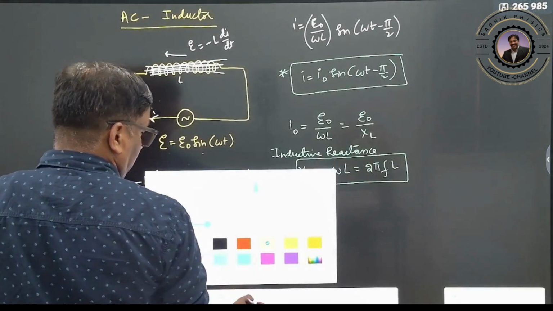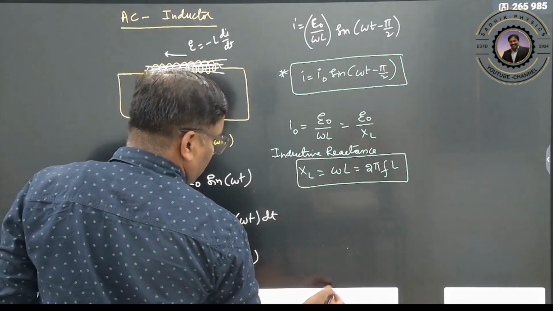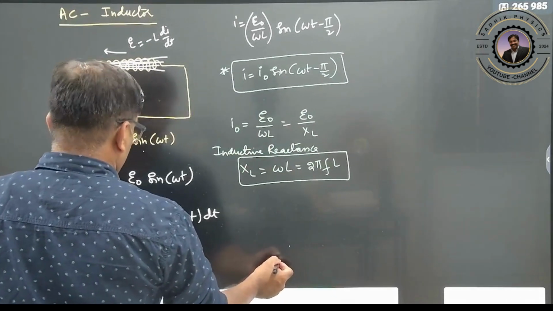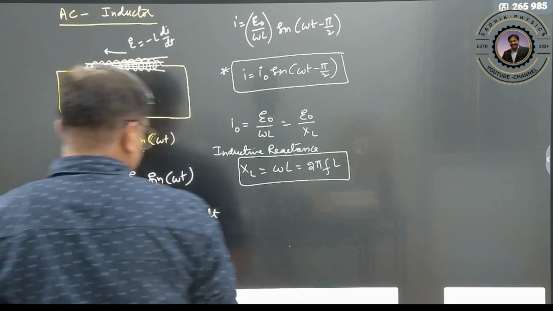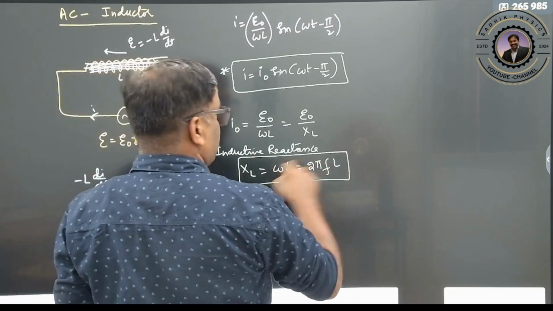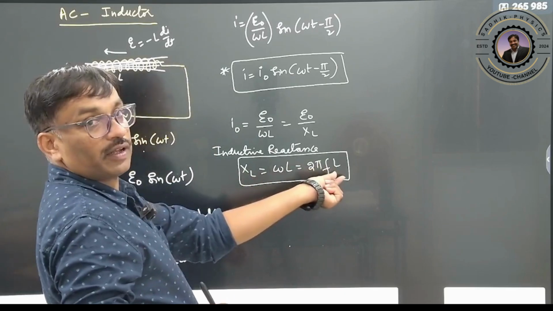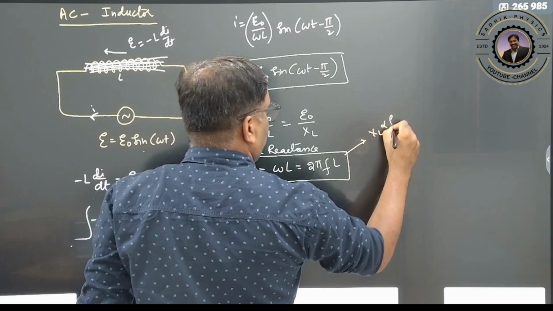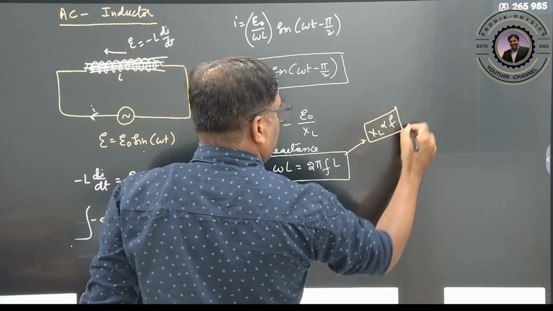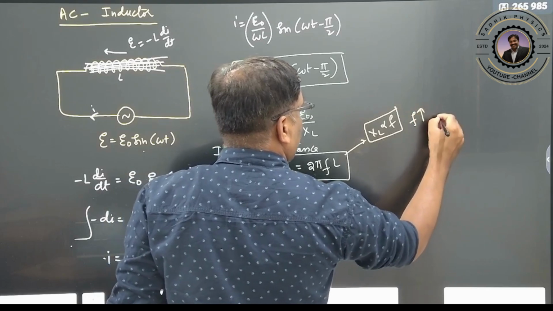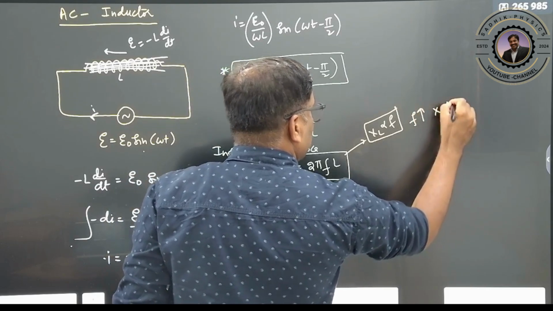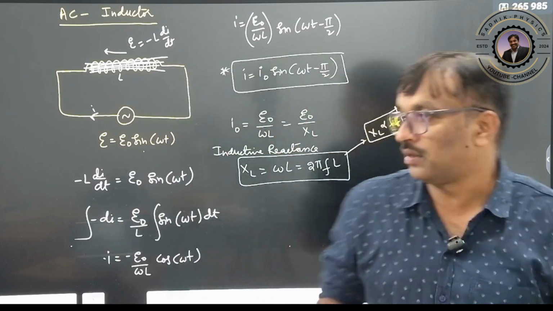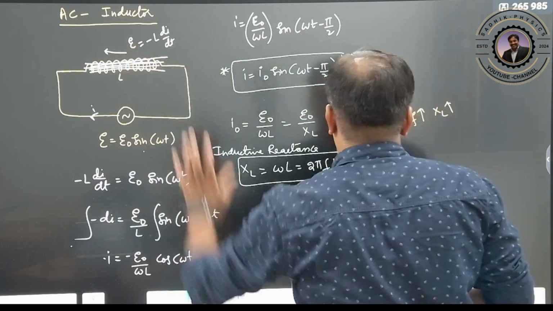So you can rewrite it here, this inductive reactance depends upon the frequency, directly proportional to the frequency. Therefore XL is directly proportional to the frequency. That means if the frequency is larger, XL will also be larger. That means the reactance will be larger, so the potential difference across this is larger now.